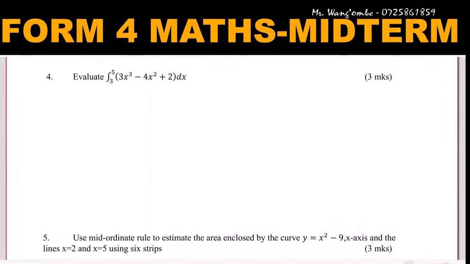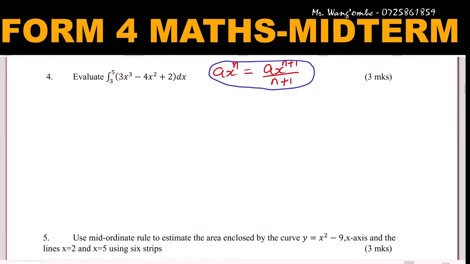Question 4. Evaluate. You're supposed to integrate 3x cubed minus 4x squared plus 2 with respect to x from 3 to 5. Before you integrate, you need to understand the basics. Remember how you integrate. Given ax raised to power n, to integrate that one, you get ax, then you add 1 to the power, then you divide by n plus 1. So this is what you're going to use. Ensure that you've gone through the basics on how to integrate.